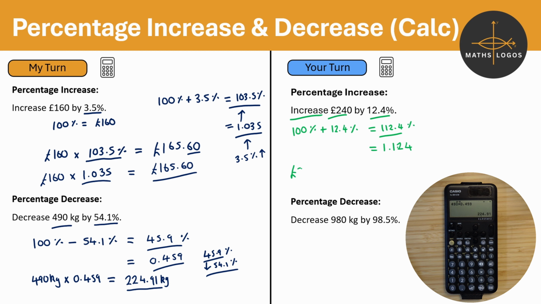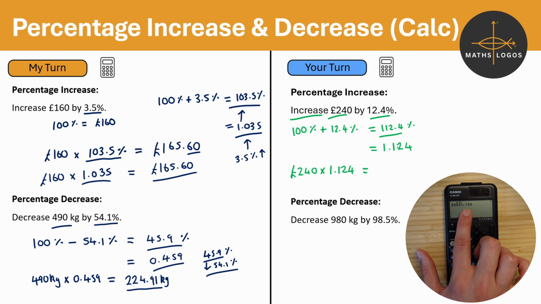I can then take my £240 and increase it by 12.4% by multiplying by this decimal. And that's what I type in my calculator. So 240 multiplied by 1.124. Of course, you could also type 112.4% if you want to, but I'm going to go for the decimal multiplier in this case.